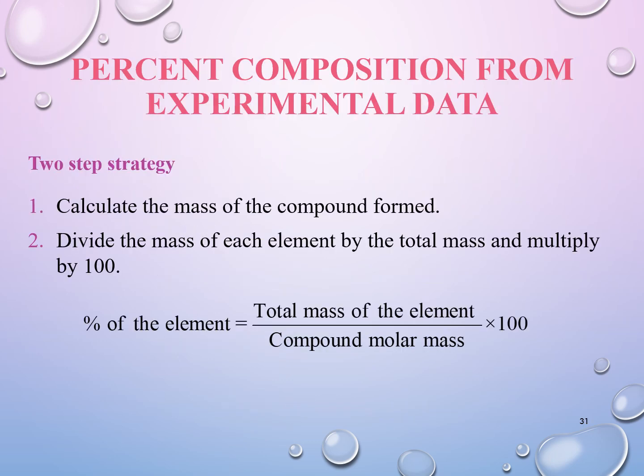So on the other hand, if you were to calculate percent composition based on experimental data, we will need to get the mass of each component on the top, the element that you're interested in, divided by the compound mass, not the molar mass actually, just the mass. So let's erase this term off. Just the mass of the compound on the bottom, and then times 100.